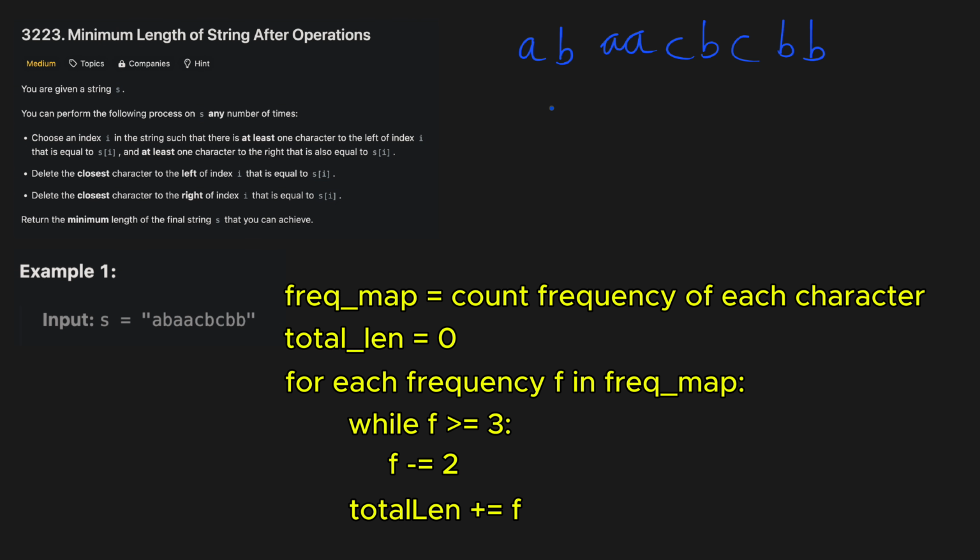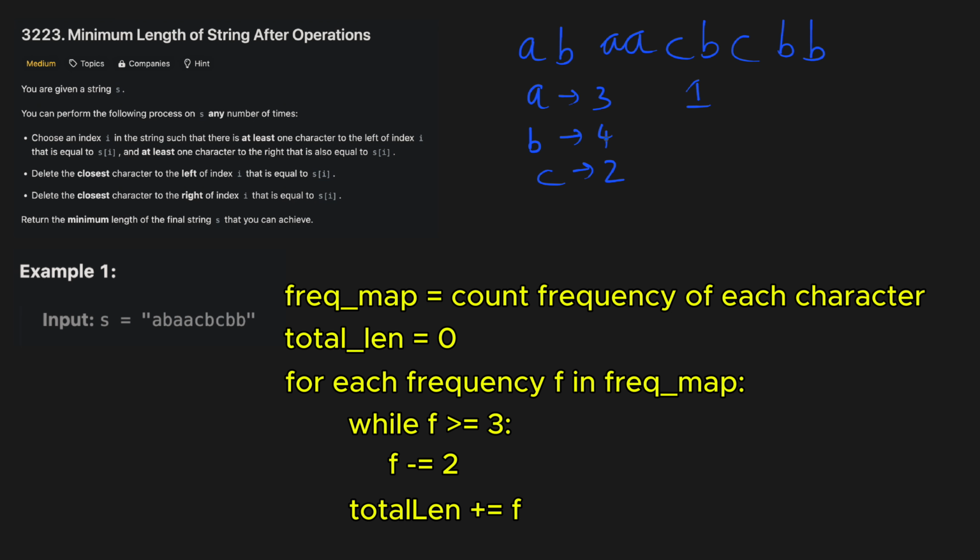For example, for the given string in example 1, the frequency of A is 3, B is 4 and C is 2. So now we will go through the frequencies. Frequency of A is 3, which is greater than or equal to 3. So we can remove 2 A's. So now the remaining frequency will be 1.